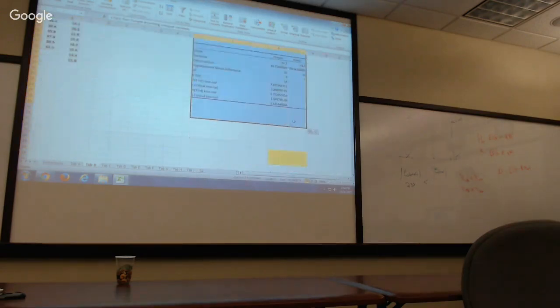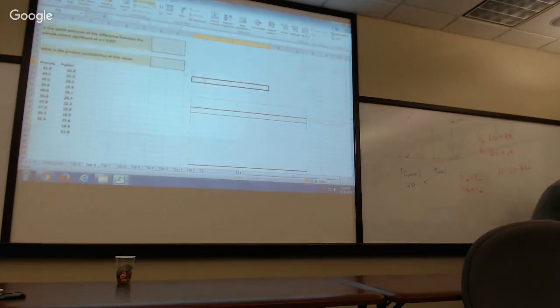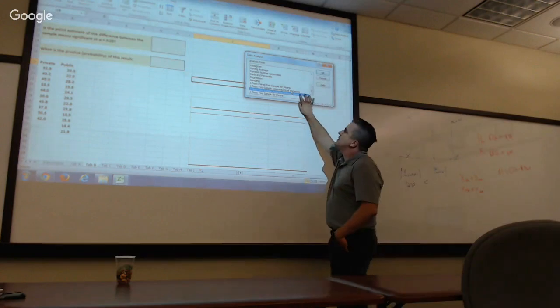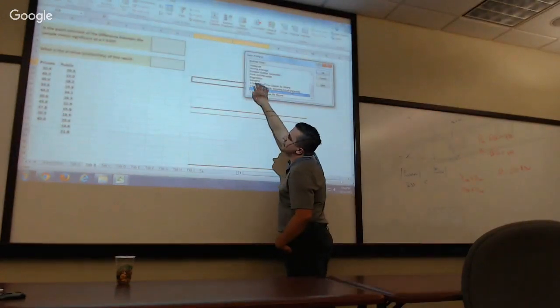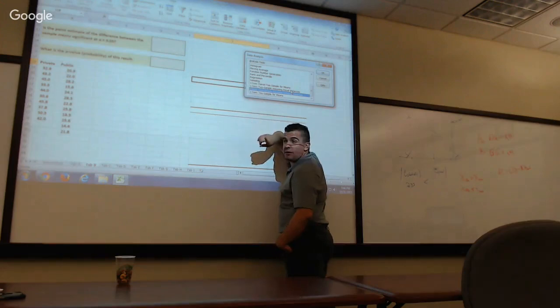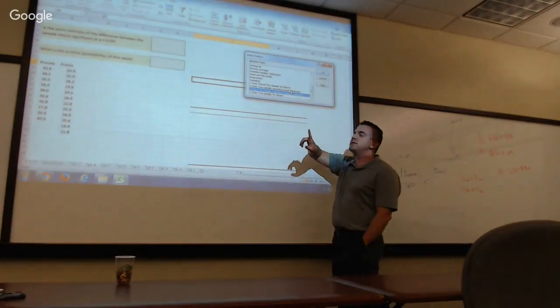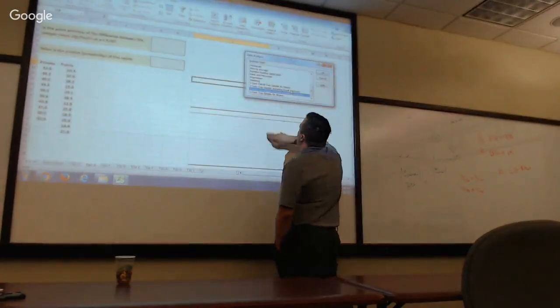So what we're going to do is go to data. What are we looking at? So data, we're looking at 2 sample tests. These last 4 are the ones we're going to be talking about. So are we going to use a z-test or a t-test? T. And why are we using a t-test? Because we do not know the population standard deviation. So since we do not know the population standard deviations, we're going to use our t-test.